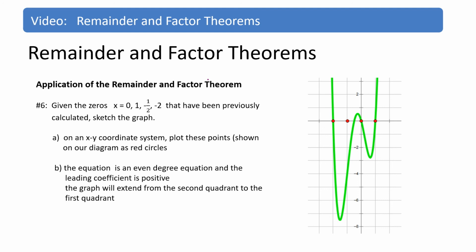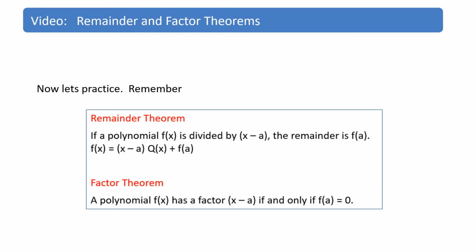Your graph may not look exactly like this, but what I'm focused on when I'm marking is that it starts in the right quadrant, ends in the right quadrant, and the zeros are the correct values. Now, let's practice. Remember the remainder theorem and the factor theorem.